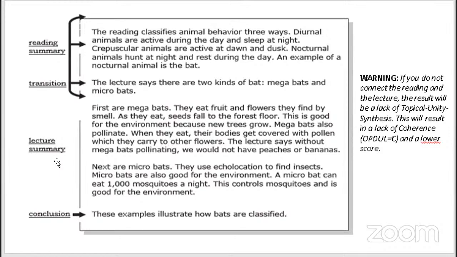They use echolocation to find insects. Microbats are also good for the environment. A microbat can eat 1,000 mosquitoes at night. It controls mosquitoes and is good for the environment. These examples illustrate how bats are classified.